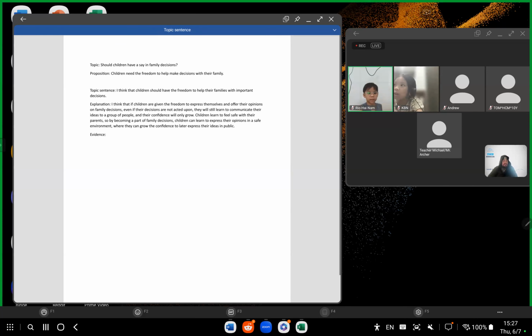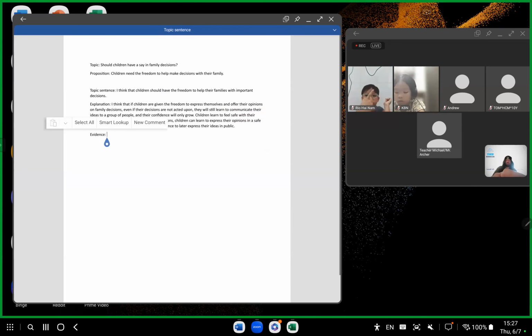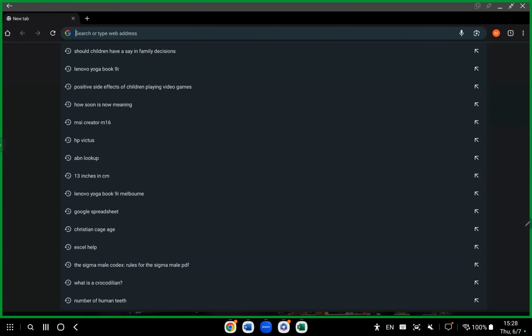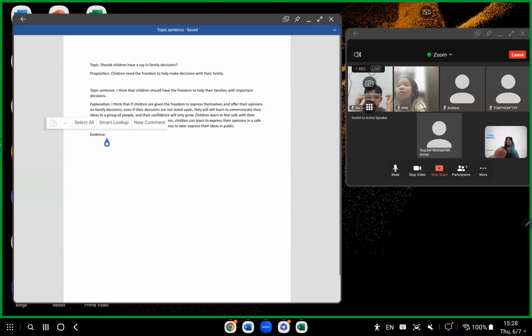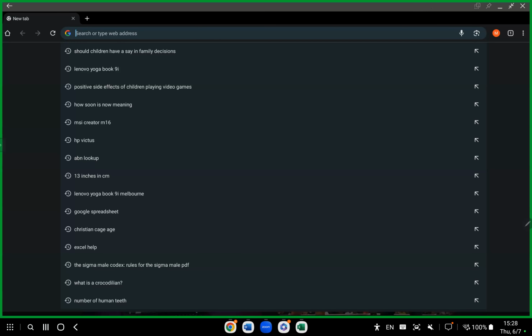Very good. So when it comes to looking for evidence, the best place to start is by going to a search engine. So I'm going to go to Google, and I'm going to type in my topic sentence. So should children have a say in family decisions? That's my first one because we were doing it earlier.